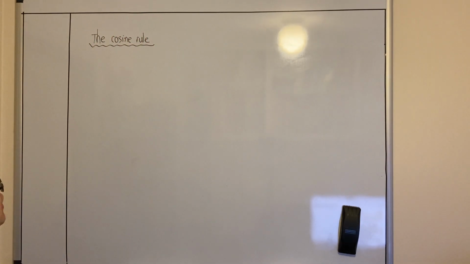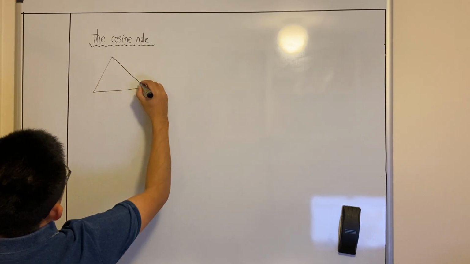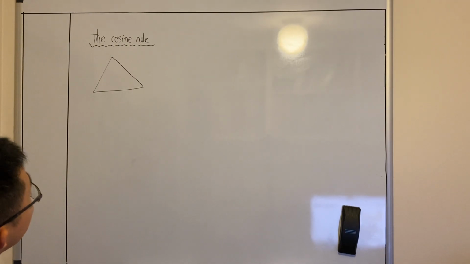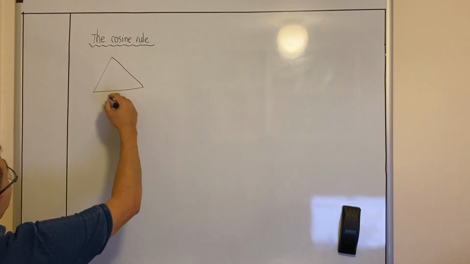Alright, so I'm just going to write down the formula for you first, alright? And then I'm going to prove to you why the formula is like that. So start with the triangle. Now, we've got two slightly different formula. One is for finding the side, and the other one is for finding the angle. So we'll start with finding the side, okay?